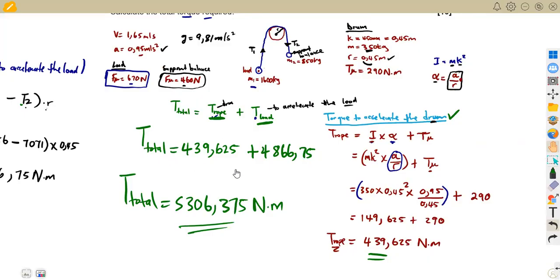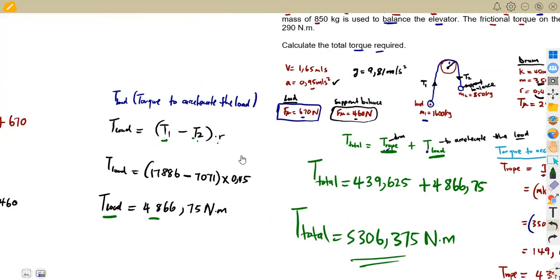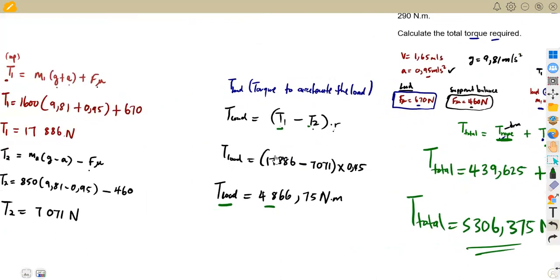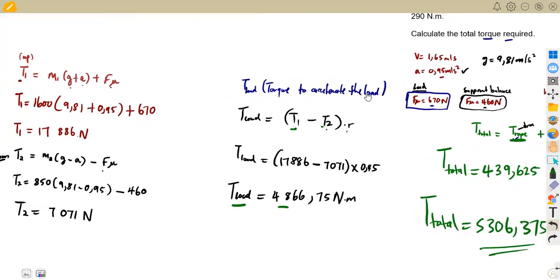All right. So you can start by calculating the torque that is affecting the load, in this case the torque to accelerate the load, or you can start with the one for the drum. It's up to you. But be careful also, like I said, if it is an acceleration, you are going to use this as a positive. If it is a deceleration, it means our A is going to be taken as a negative. So this formula here is going to be affected as a negative. Here it is going to be a positive when it is a deceleration.